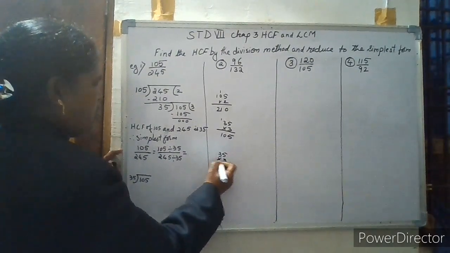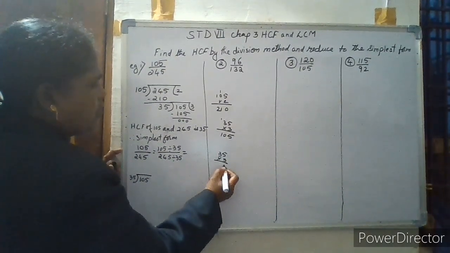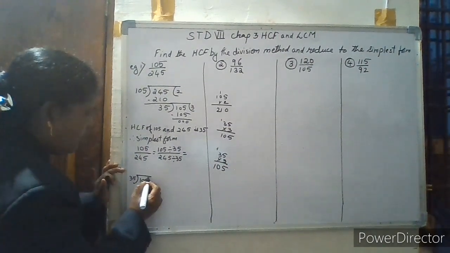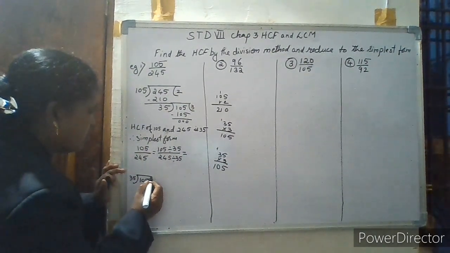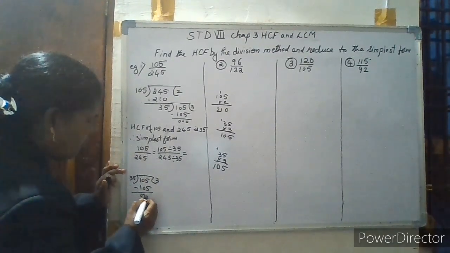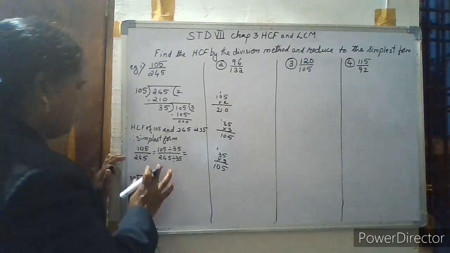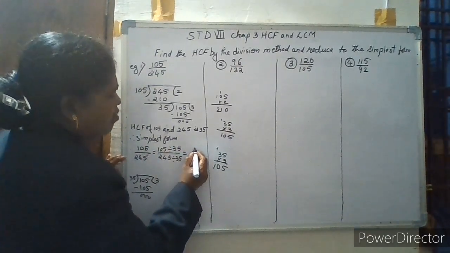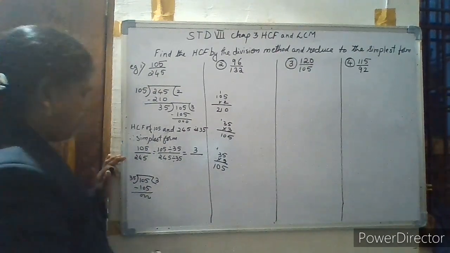Suppose 3s are. 3 fives are 15, carry 1, 3 threes are 9 plus 1, 10. So it is 3s are, divisible by 3, it is 105 minus 0 0. That means 35 threes is 105. So the simplest form is 3 here upon.